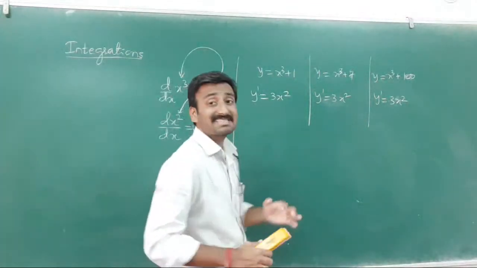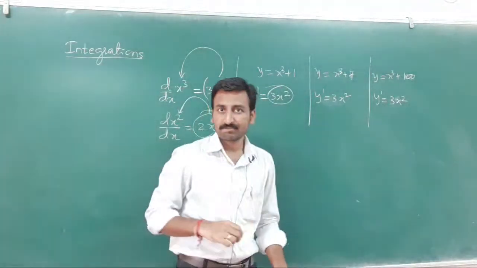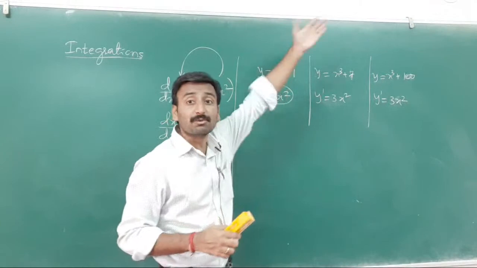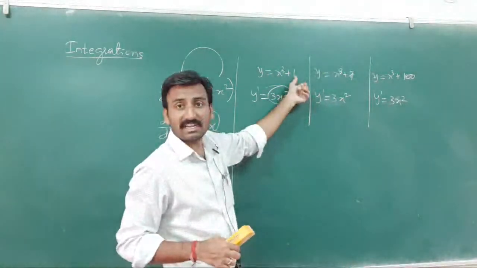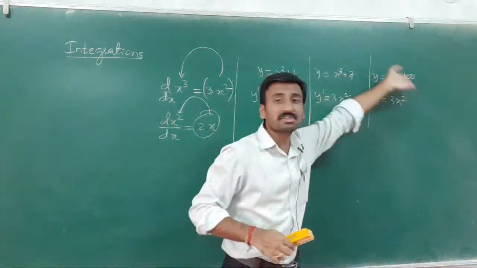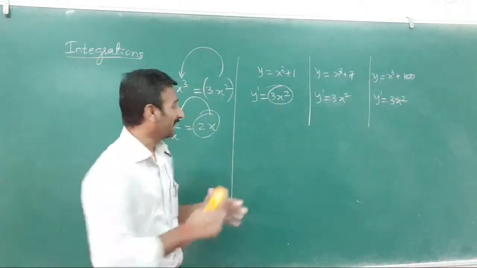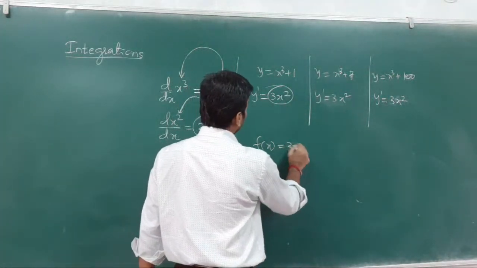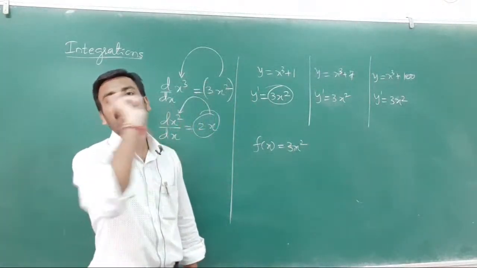But when they give you the function 3x square, you are going in the reverse order. You don't know which constant was added earlier: here it was 1, here it was 7, here it was 100. Simply one constant was there, but they say you have a function f of x equal to 3x square, find the antiderivative of this, meaning the integration of this.